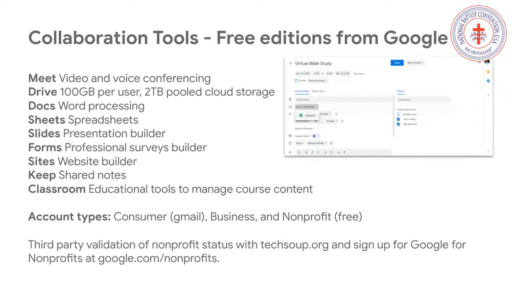So even if people can't afford it, these tools are actually really efficient. And so with Google for Nonprofits, you have free editions of tools available. So you can also pay $7 a month per user to have certain accounts if you don't want the nonprofit free version. And then the distinction is that Gmail is a consumer type of platform.